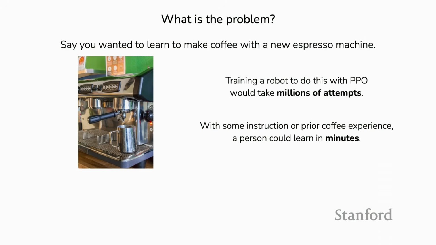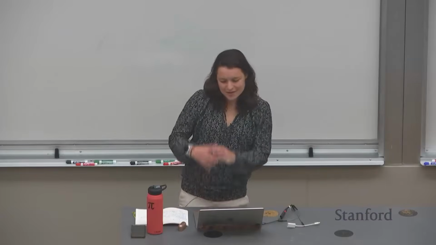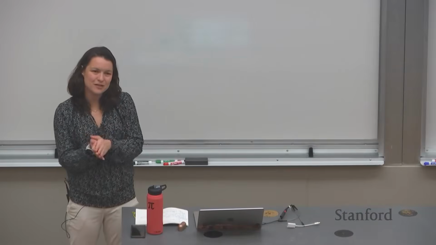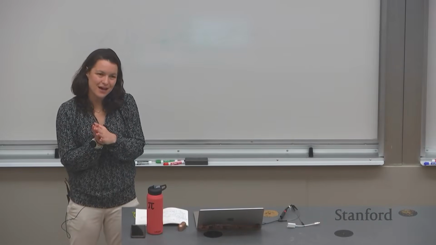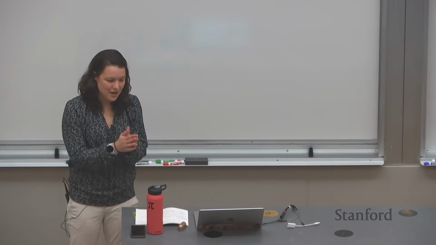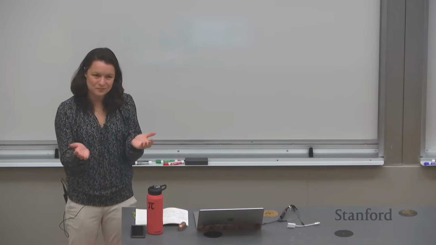But as a human, if you were to attempt this task, probably, if you had a little bit of instruction or some previous experience making espresso, then you could probably learn it in minutes, or maybe even less than a minute. So if you think about reinforcement learning, this gap between how quickly a human could learn something and how slowly it would take a reinforcement learning system to learn it is rather unsatisfying.